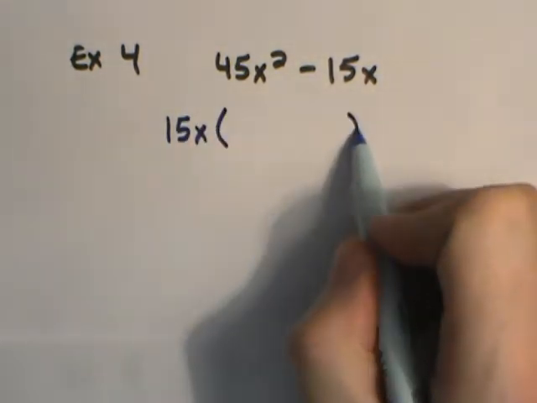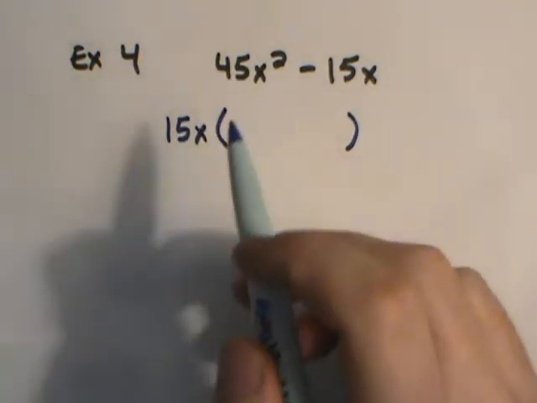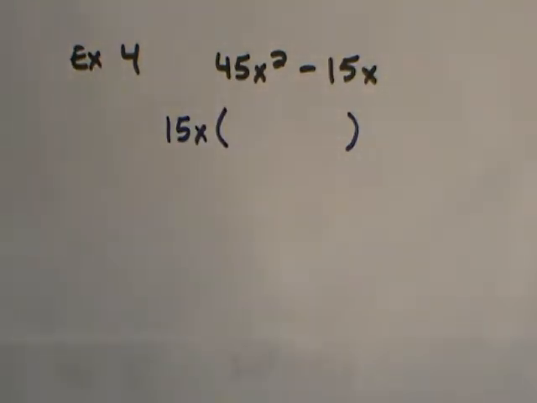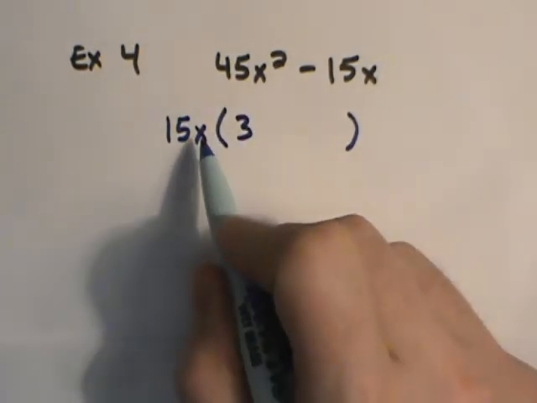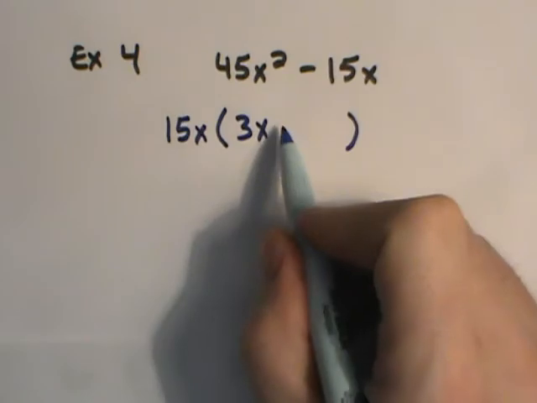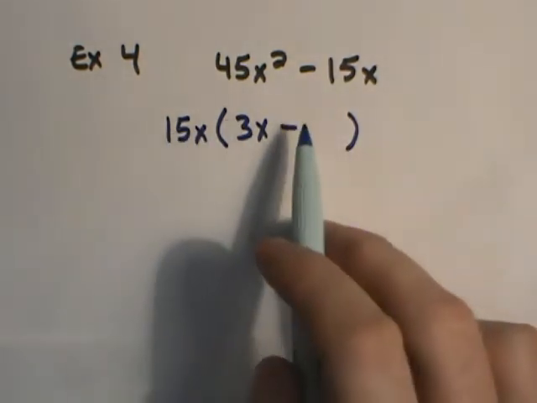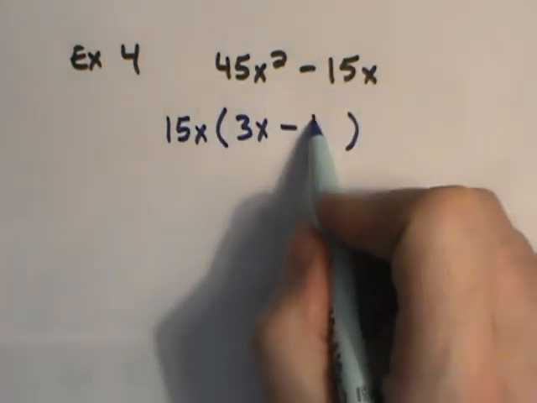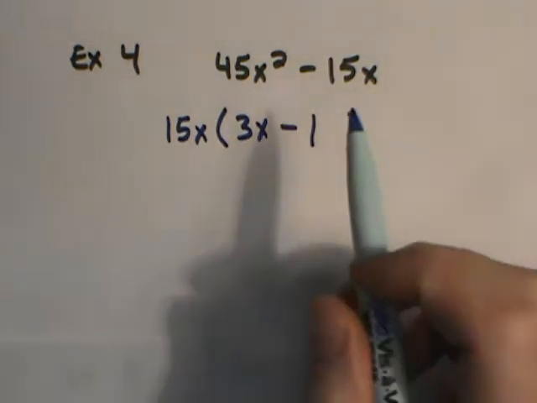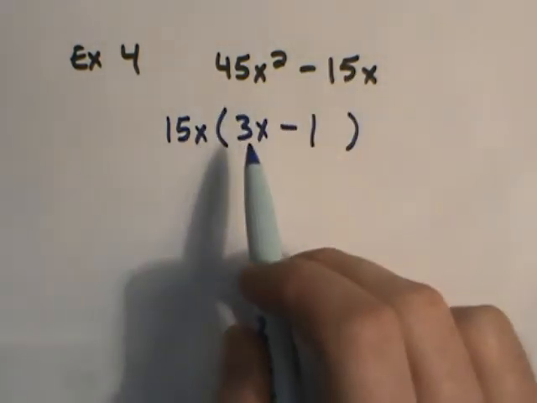And then I simply have to ask, what would I multiply to get back to the original? So 15 times what takes me to 45? 3. X times x is x squared. And then I can go minus. 15 times what is 15? 1. And I already have the x. So here's where, again, we have that placeholder idea. If you have two terms, your parentheses should have two terms.